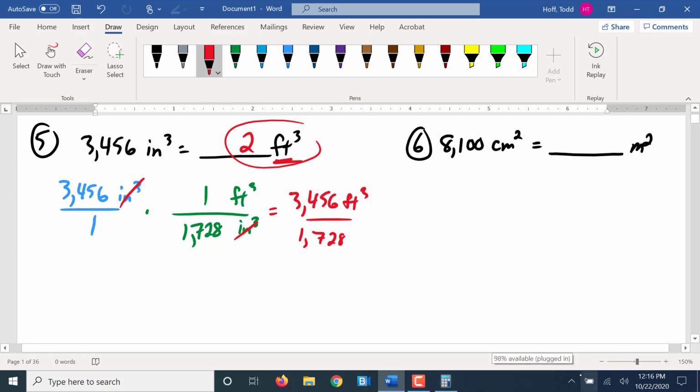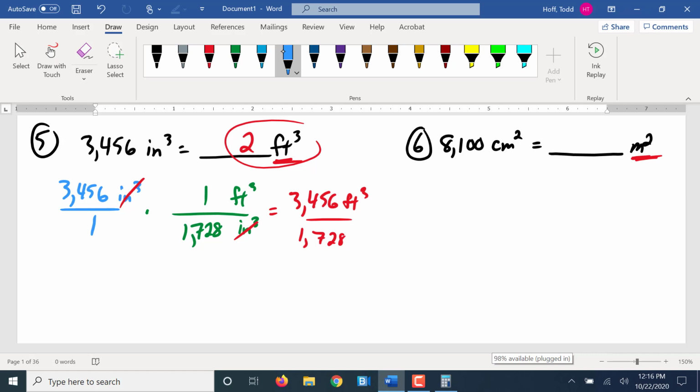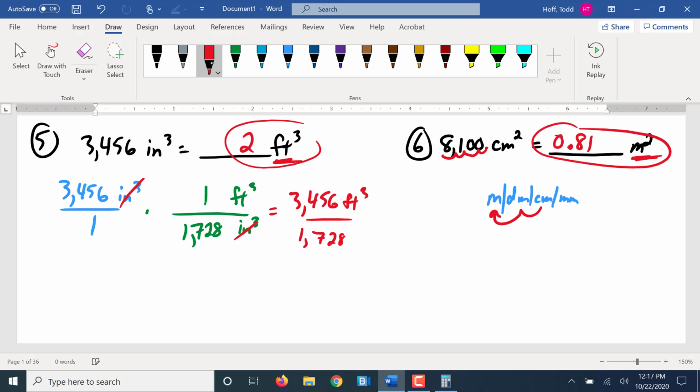Problem number 6 is to take 8,100 centimeters squared, converting into meters squared. So again, we look at our chart, we've got meters, decimeters, centimeters, and millimeters. We're going from centimeters to meters, which is 2 spots to the left, but this is actually centimeters squared and meters squared. So every spot on our chart is 2 decimal places. So 2 spots on the chart is 4 decimal places in the number. We go 1, 2, 3, 4. That's 0.81 meters squared.